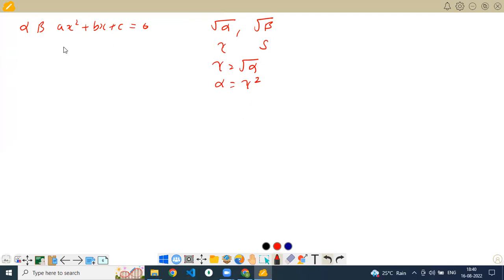So, in this case, you have to do the square. In this case, you have to put the square. Okay. And here what? If I have to find out square root of alpha plus square root of beta, how will I find out square root of alpha plus square root of beta?